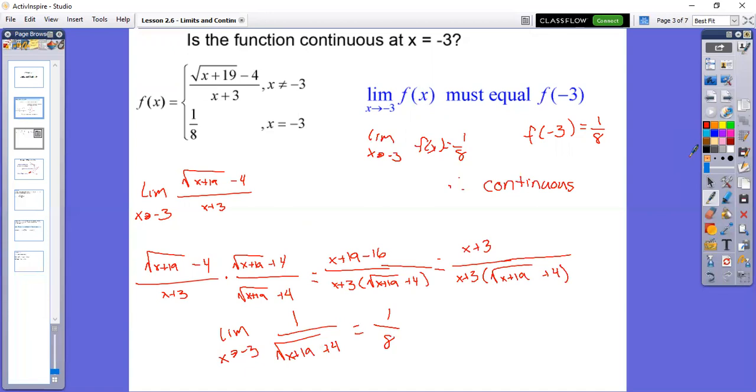The other thing that this tells me is if I were to graph this piecewise function, basically what happens is this function is defined, but it is not defined when x equals -3, so there would be a hole in the graph. What this piecewise function does is it plugs the hole in the graph using this value 1/8. So it says when I get to this value of x equals -3, I'm going to plug the hole by letting the function equal 1/8, which is what the limit would be equal to at that point anyway.